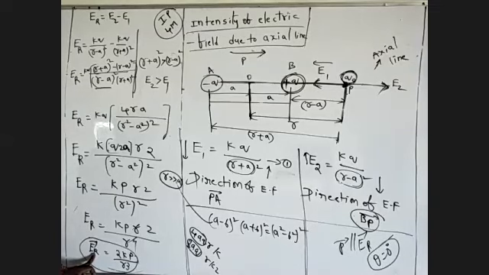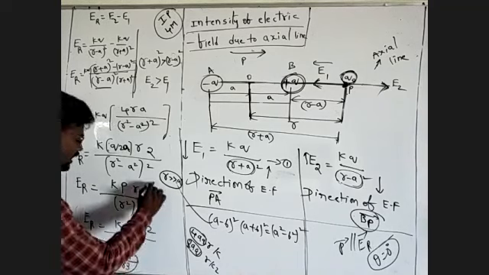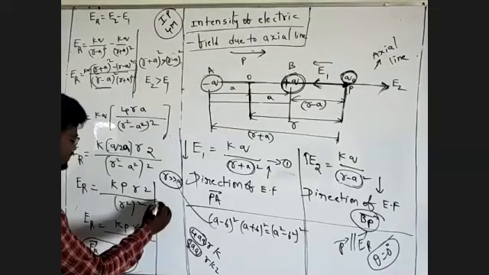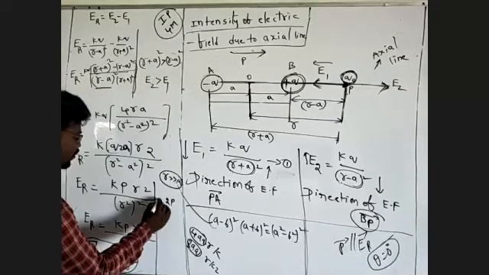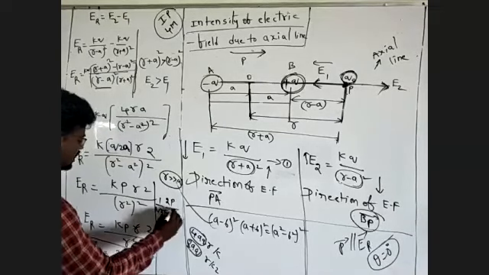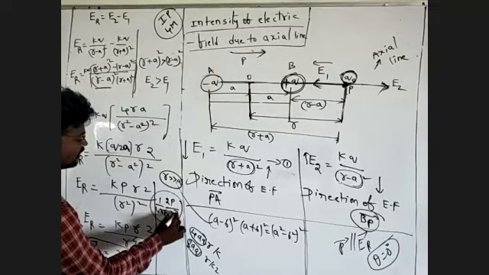Finally, we get the direction of the resultant. The intensity of the electric field at an axial point is equal to 2KP by R cubed. Now I'm going to write it: 2P times 1 by 4 pi epsilon, R to the power of 3.